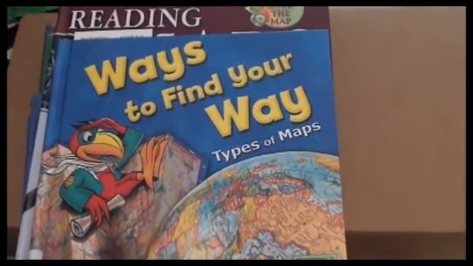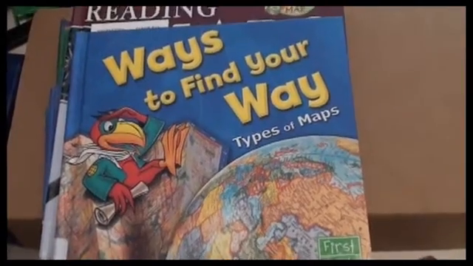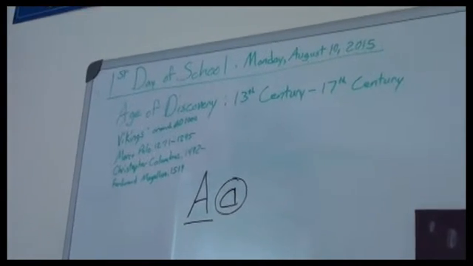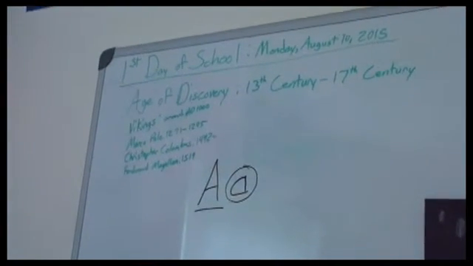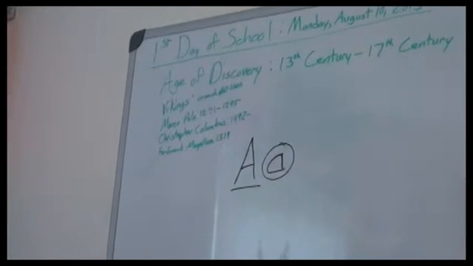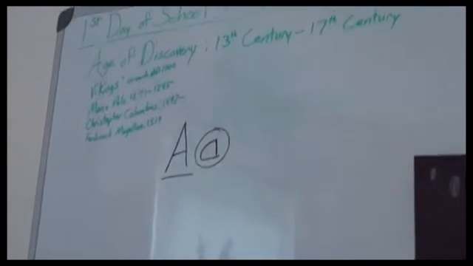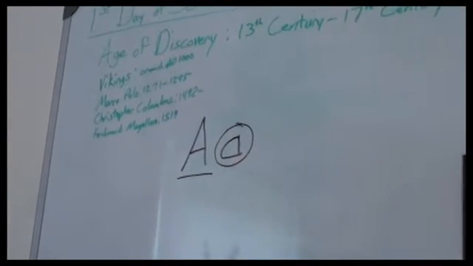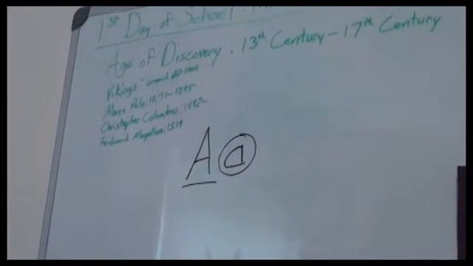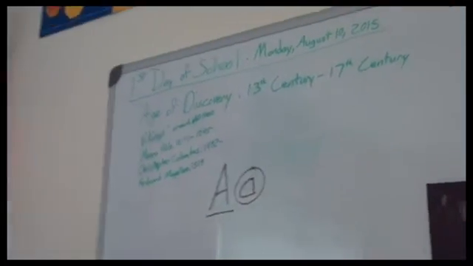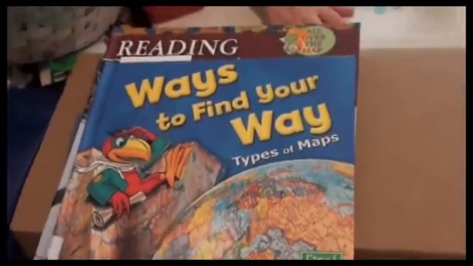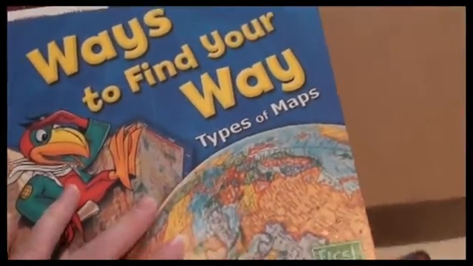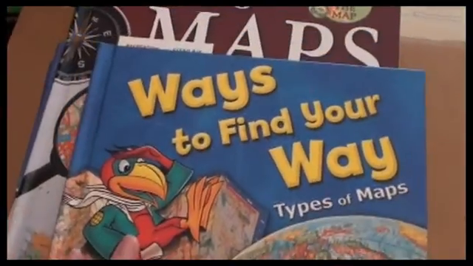For the beginning of the new school year, we are starting a new unit study. We are going to do, over here on the whiteboard, Age of Discovery from the 13th century to the 17th century. When we start actually working on explorers, we're going to start with Vikings, go to Marco Polo, Christopher Columbus, and Ferdinand Magellan, because we don't have time to really go over all of them, but we can still do a basic review on the most important ones in one of our history books.